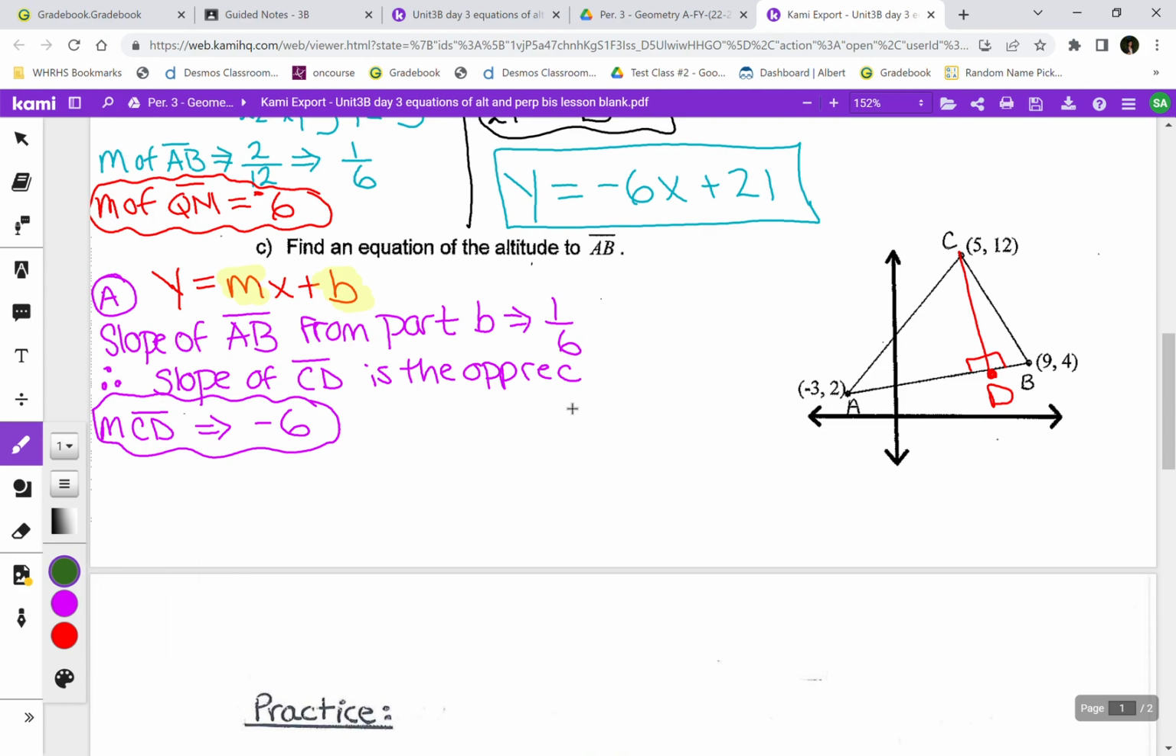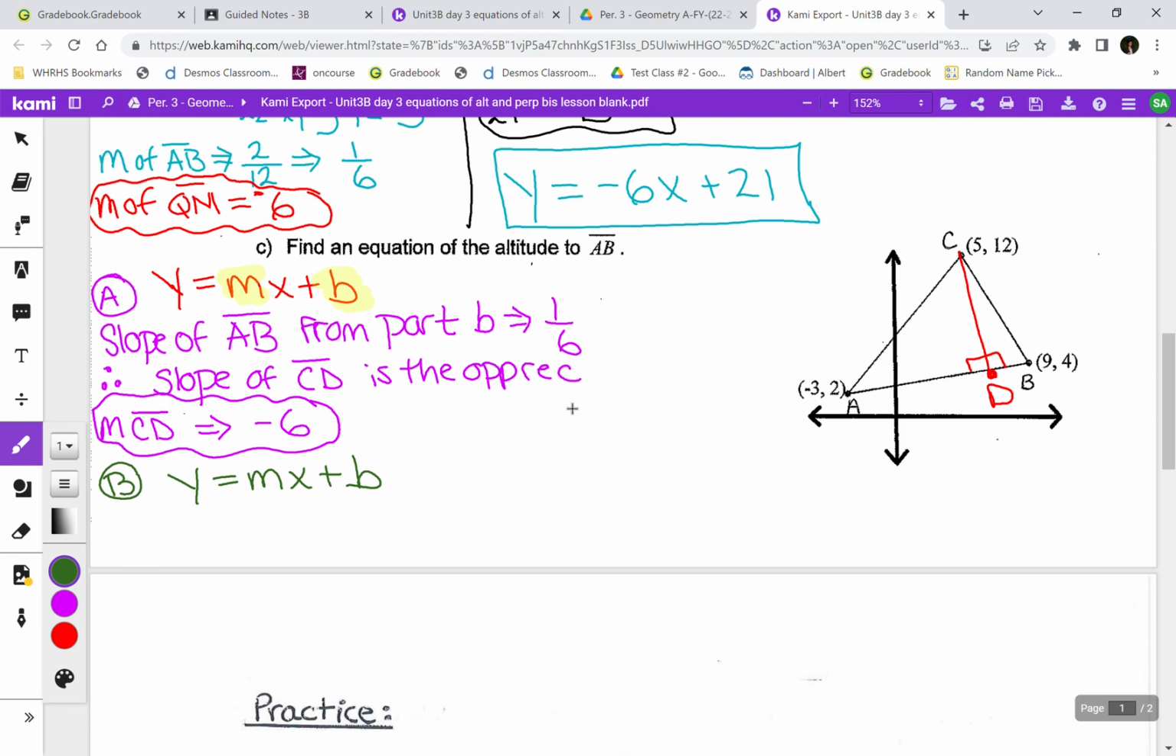So for part B, we know y has to equal mx plus b. Tell me, what do you think we're going to do now? We need to find the y-intercept. How are we going to find the y-intercept? We have the slope, how are we going to find the y-intercept? Kyle: Substitute the points from C. Excellent. We're going to substitute our slope and the points from C.